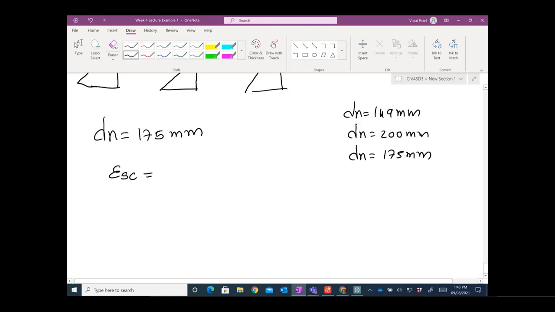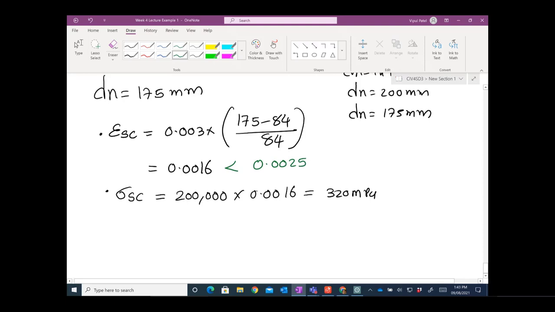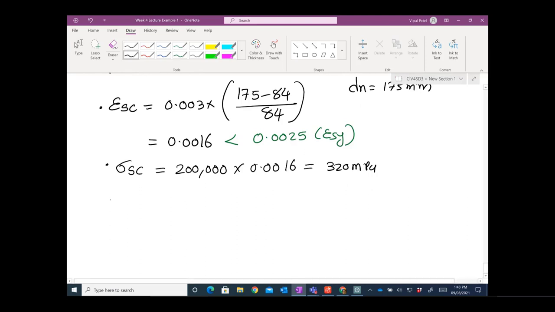So let's start with the strain in the top rear. 0.03 times Dn value 175 take away 84, over 84. I showed you this equation three times, so you know this value. 0.016, that is the strain in the top rear. Stress in the top rear is equal to Young's modulus times the strain. Then the stress in the top rear is 320 megapascals. By the way, this one is still not yielded, because the yield strain is 0.0025. So we need to calculate the stress; we can't use 500.